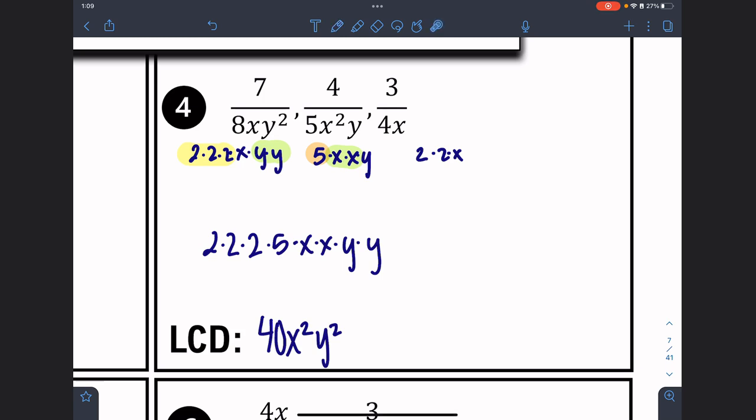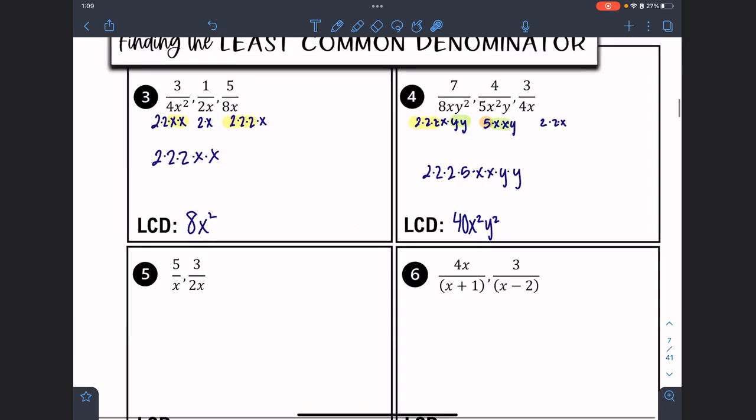Again, another way to think about this is 8, 5, 4. What's the least common denominator? What's the lowest number that all those can go into? 40. So then you think, well, how many x's at most do I see? I see an x squared and a y squared. I need to make sure that my other groups also have an x squared and a y squared in them, right? You can't reduce the amount of x's. You got to match up to the highest amount, okay?